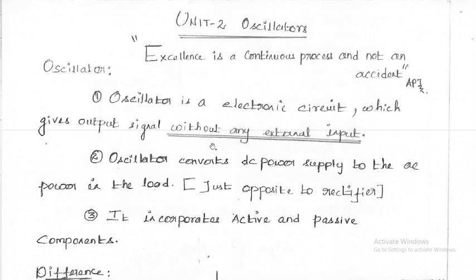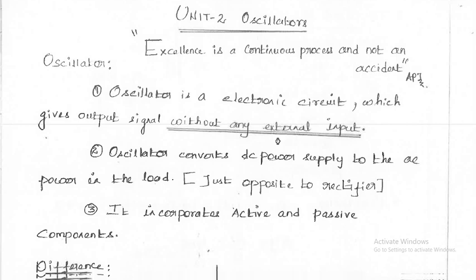The output voltage of an oscillator can be either a sinusoidal or a non-sinusoidal waveform. It depends upon the type of oscillator. This unit focuses fully on sinusoidal oscillators only.